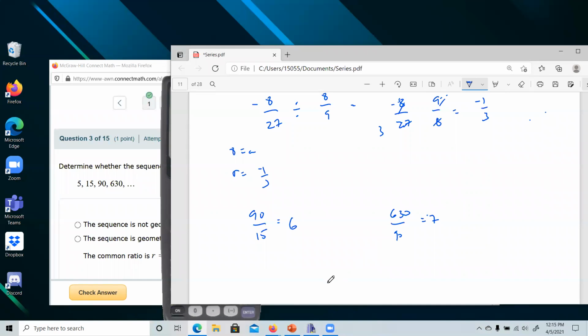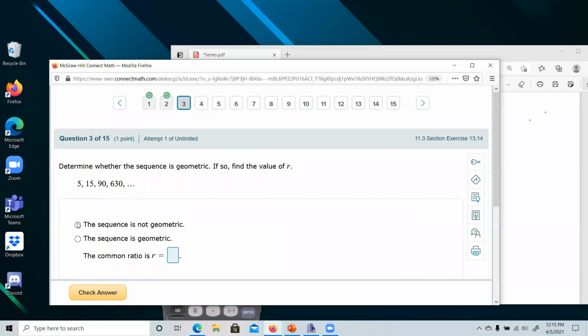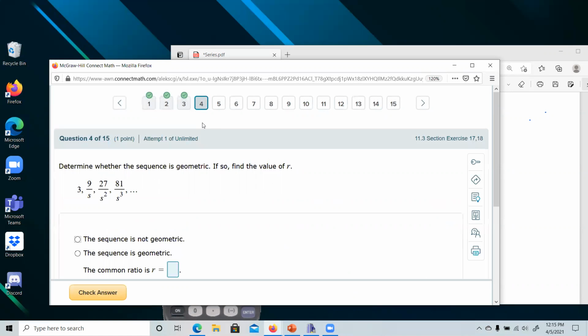So in this case, no, it would not be a geometric sequence. They changed this r. It's not the same one every time. So no, it's not. So I was wrong. They do lie to you sometimes. Good. They should lie to you once in a while.